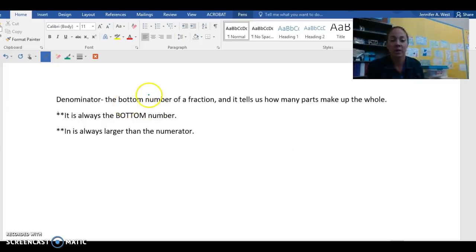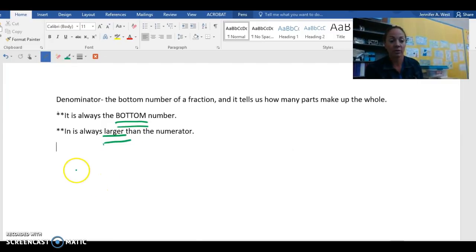The next vocabulary word is denominator. The denominator is the bottom number of a fraction, and it tells us how many parts make up the whole. And your little fact that you need to know is that a denominator is always, no matter what, the bottom number, and it's always larger than the numerator.